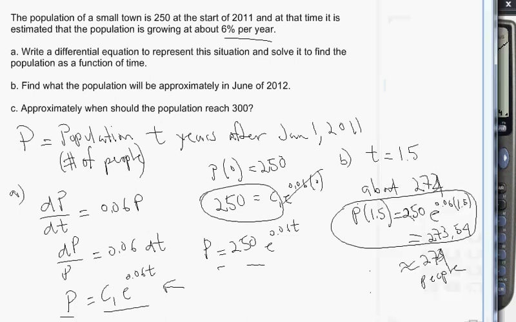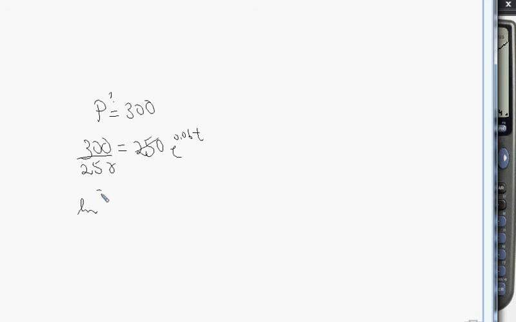What we can do, and I'll get a new page here, what we can do is take our equation and say we want to know when P equals, when does P equal 300, right? So we can set P equal to 300 and say that's going to be 250 e to the 0.06 t, and we want to solve for t. So we divide by 250, right? Take the natural log of both sides, so ln of 300 over 250, or you could reduce that to 30 over 25, and then 6/5, right, if you want, 1.2.